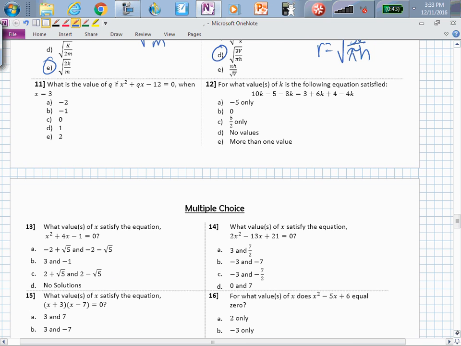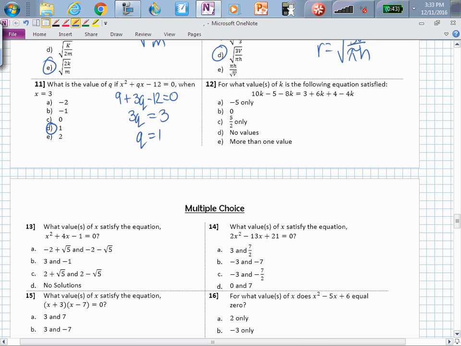11. What is the value of q if x squared plus qx minus 12 equals 0 when x is 3? So it equals 0. So we're going to put this in. We get 9, that's 3 squared, plus 3q minus 12 equals 0. So all I did was take the 3 and substitute it in. 3q equals 3 because this is negative 3. When you put like terms together and move it over, q equals 1. And we're just asking for the value of q, so we don't have to put anything back in, so therefore it's just D.